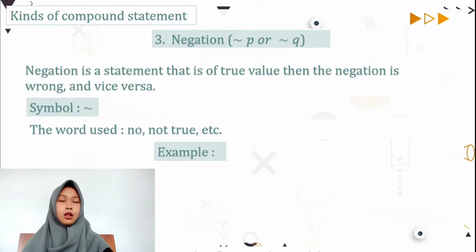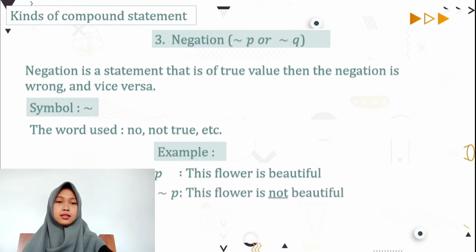For example, P is: this flower is beautiful. So the negation is: this flower is not beautiful. The word underlined is the negation.